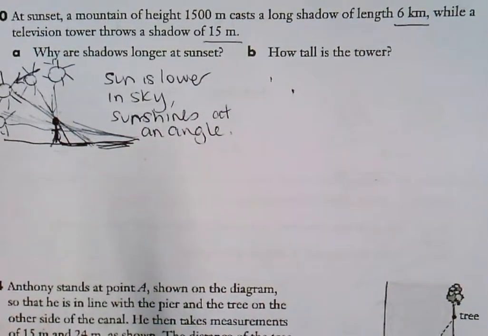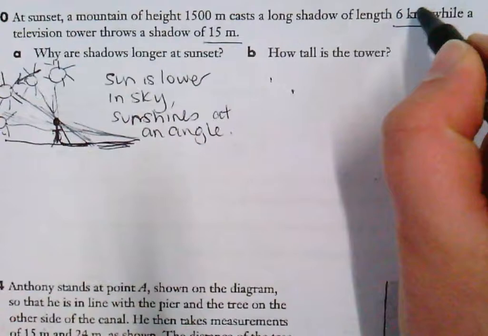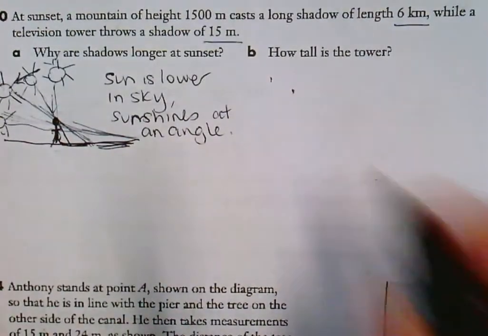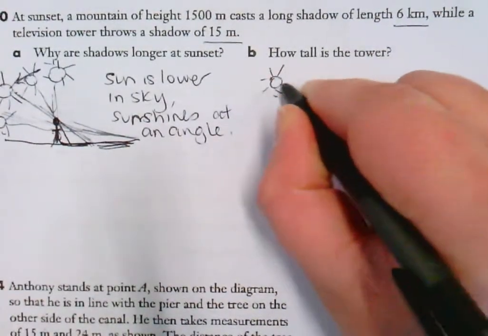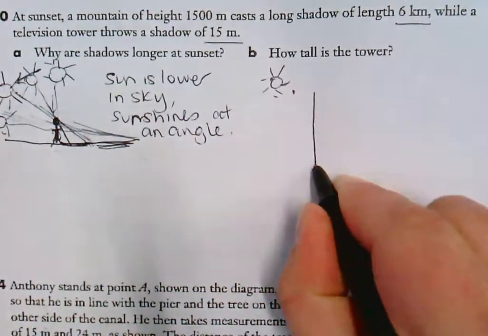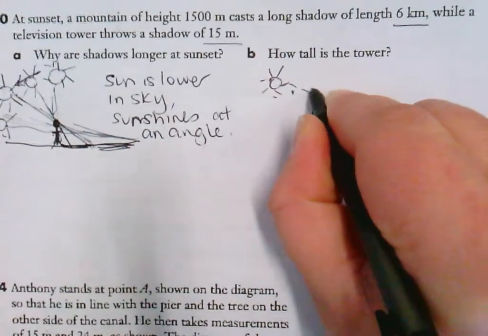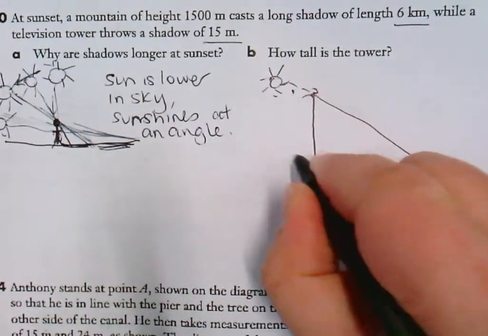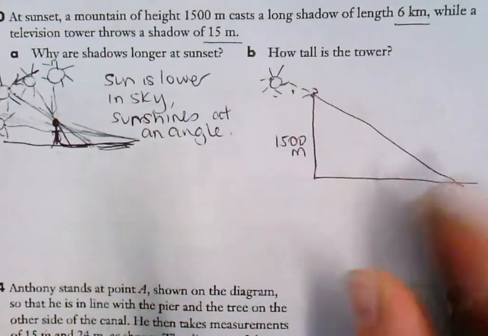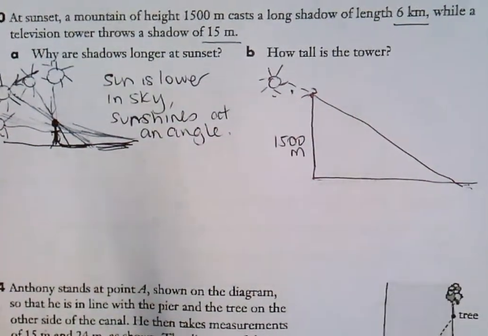At sunset, a mountain of height 1,500 meters casts a shadow of length 6 kilometers, while a television tower casts a shadow of 15 meters. Which one's the longest shadow, the 6 kilometers or the 15 meters? So here is my sun. Here is my mountain. The sun shines down here. That's my mountain. It's 1,500 meters high and the shadows are always on the ground.